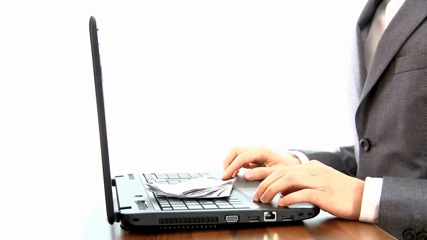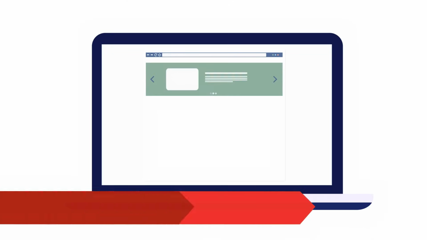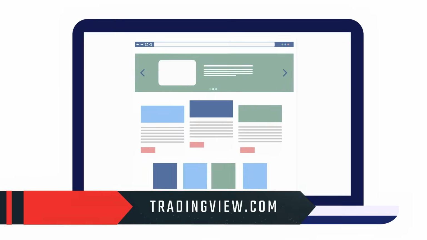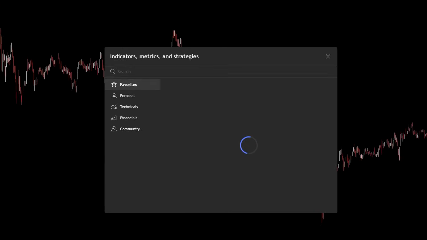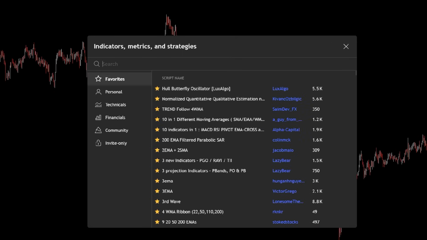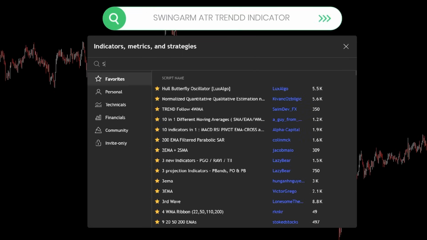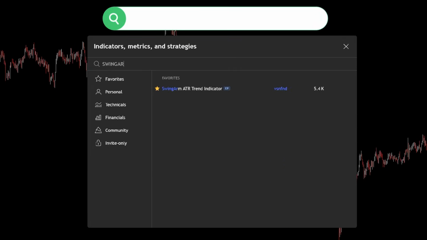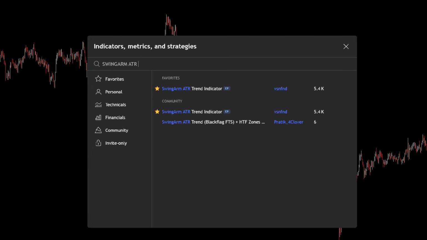Simple. First, open up tradingview.com. Get your chart ready. Look toward the top of your chart, you'll see the indicators button. In the search box, type in swing arm ATR trend indicator. Make sure you get the exact name. Find it in the list, click it, and it's on your chart.